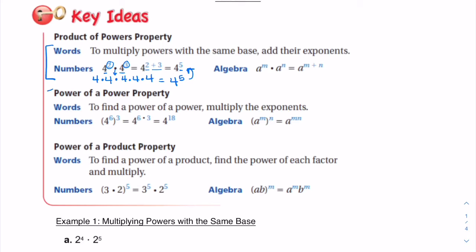Let's look at the second one, power of a power property. Aquí me está diciendo 4 a la potencia de 6 a la potencia de 3. Okay, entonces you have two powers that are going on. When you have this, te dice, okay, multiplica los exponentes. 6 por 3, que es 18. Now, why does that one work?